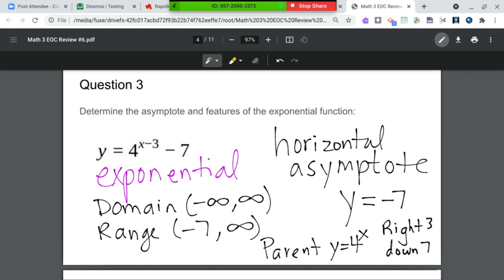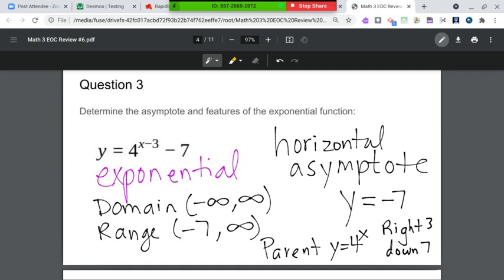Okay, and you can, of course, plug into Desmos and find all of these features. Ms. Dahl, how is the parent function y equals 4x? So whatever your function is without anything done to it. So y equals b to the power of x would be your parent function, and in this case, your b is 4. So that would be your parent. Anytime you have an exponential function, you always name the parent by whatever the b value is.